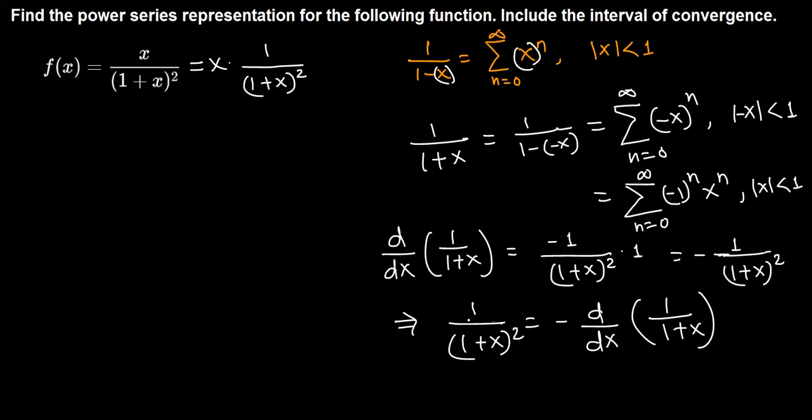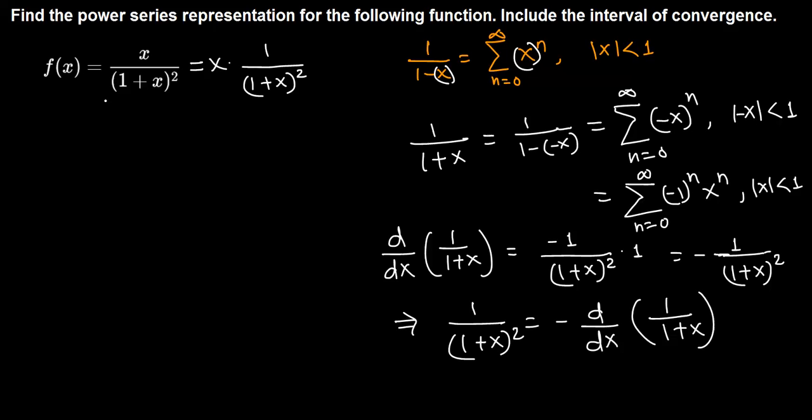So to find the power series of 1 over (1 plus x) quantity squared, we find the power series of 1 over 1 plus x, and here you go, 1 over 1 plus x is here, and find the derivative, then multiply by negative 1. Then we will get the power series of 1 over (1 plus x) squared, this part. Then finally we multiply by x to find the power series of this. Okay, this is just the background.